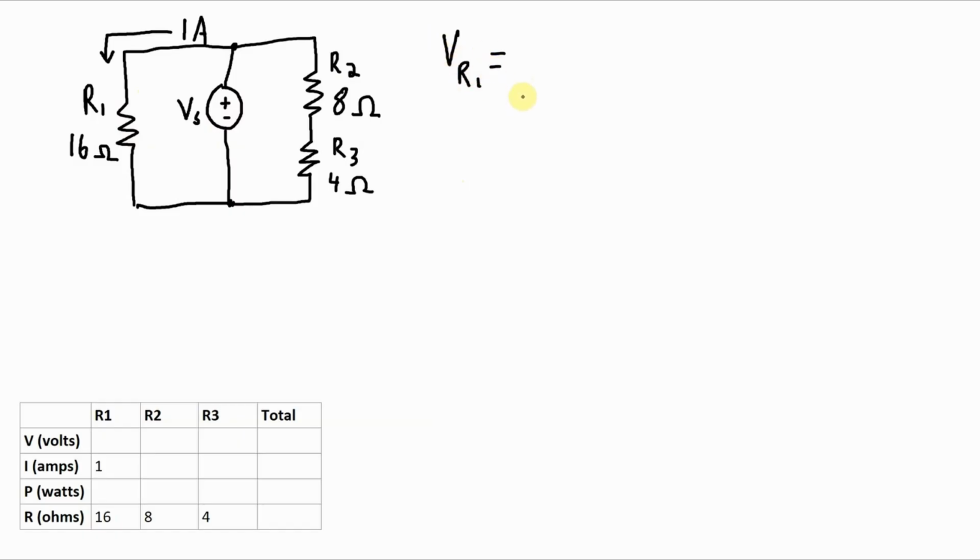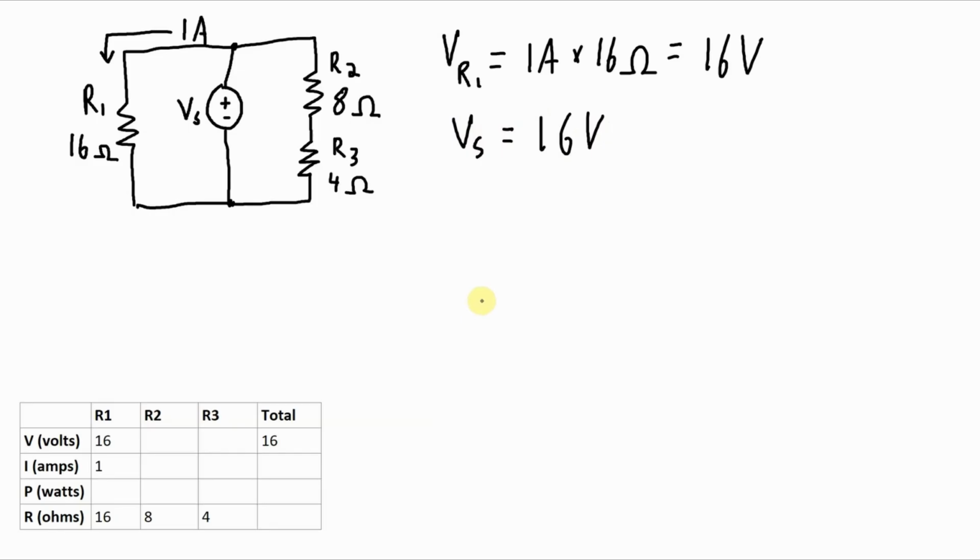It will be that current times the resistance, 1 amp times 16 ohms. That gives me 16 volts. And look, R1 and the source voltage are in parallel with each other, so Vs will also be 16 volts. What should I do next? Well, I have 16 volts across these two resistors, and those two resistors are in series, so I can redraw the circuit to look like this. This equivalent resistance will be R2 plus R3, 8 ohms plus 4 ohms, so that will be 12 ohms.